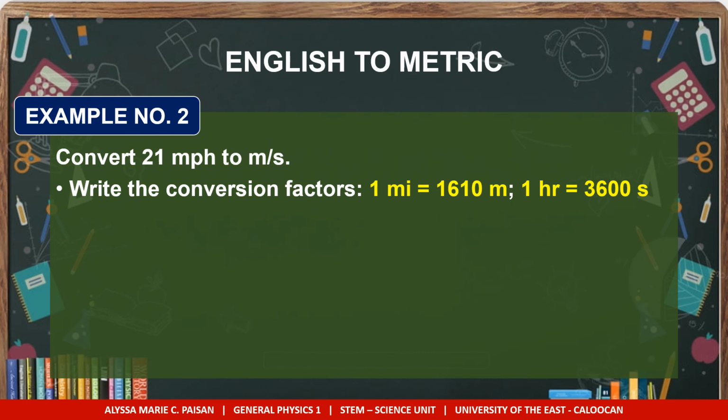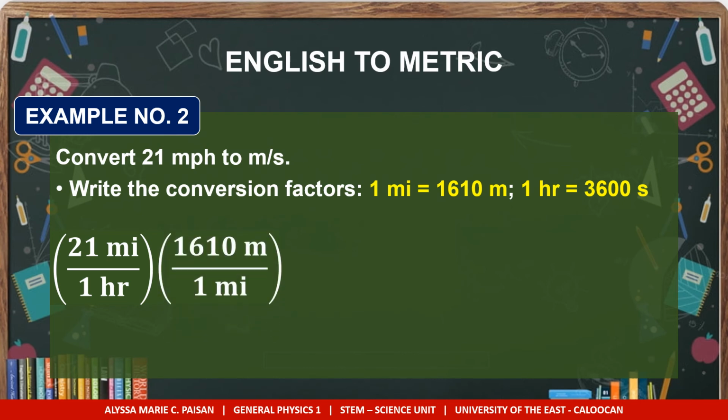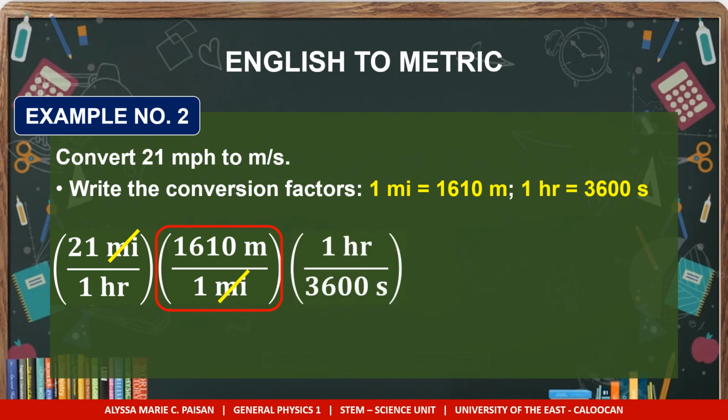We will write our given as 21 miles over 1 hour. Beside that is the conversion factor, 1,610 meters over 1 mile. And then we can cancel the unit mile. And then to cancel the unit hour, from our given, we will write the second conversion factor, that is 1 hour over 3,600 seconds. And then we can cancel the unit hour. Using our calculator, the final answer will be 9.4 meters per second.